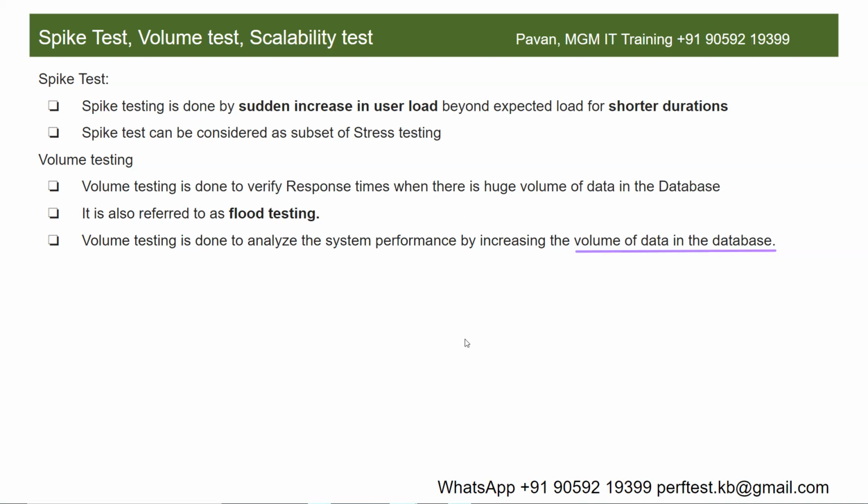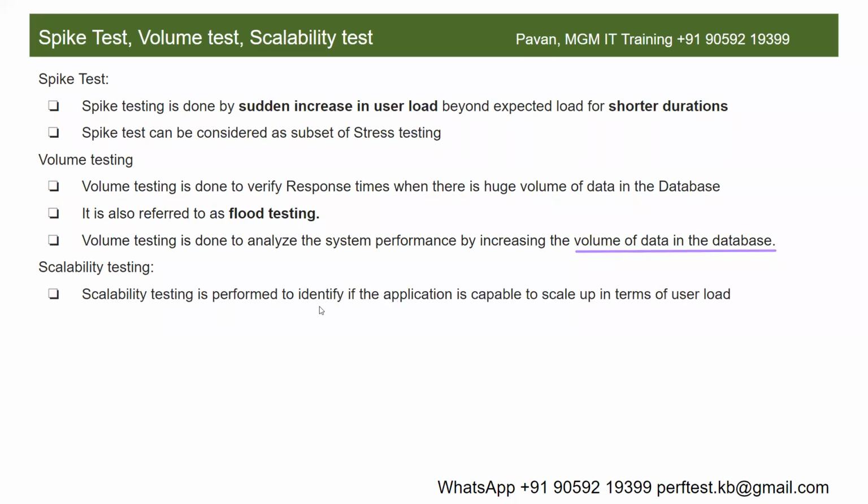No other testing can be done, right? So if the environment crashes, the entire team would get blocked. Yes. Next type of testing is scalability testing.